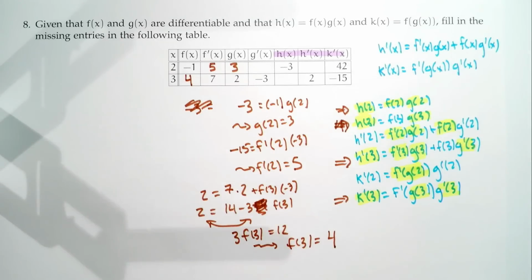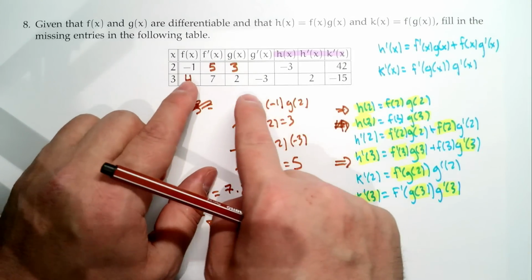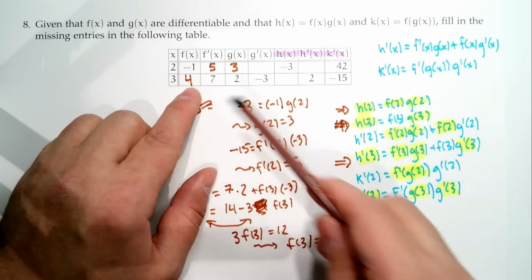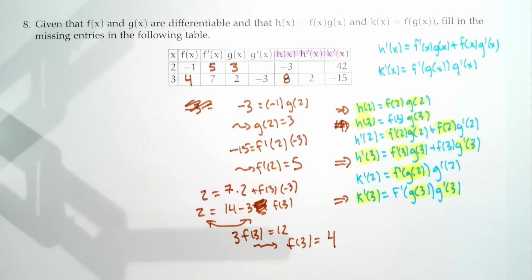All right. Now we're really close. So we know what f of 3 is. So now we can finally come here, since we know f of 3. H of 3 is f of 3 times g of 3. So that tells us that h of 3 is 8.